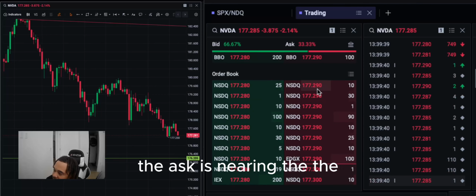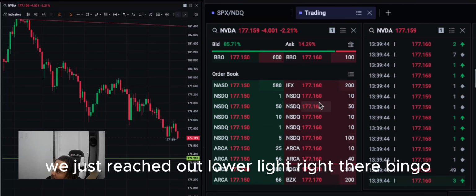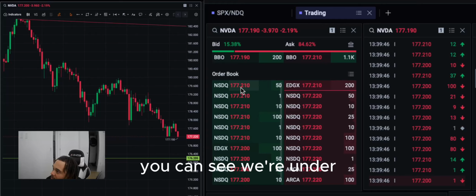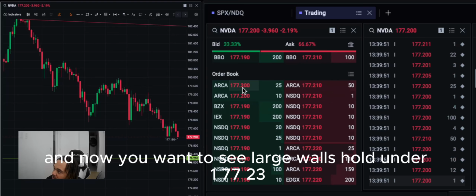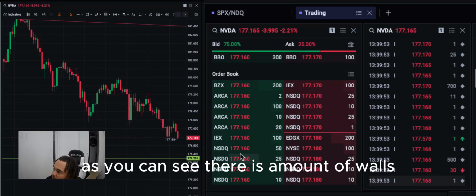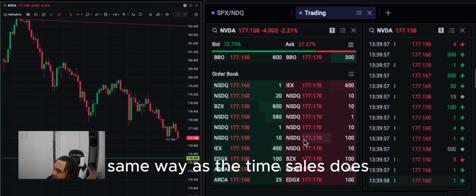The ask is nearing the 177.23 mark. As we're at right now, we just reached down lower right there. Bingo. You can see we're under. And now you want to see large walls hold under 177.23. As you can see, there's amounts of walls. This starts from the bottom, FYI, same way as the time and sales does.